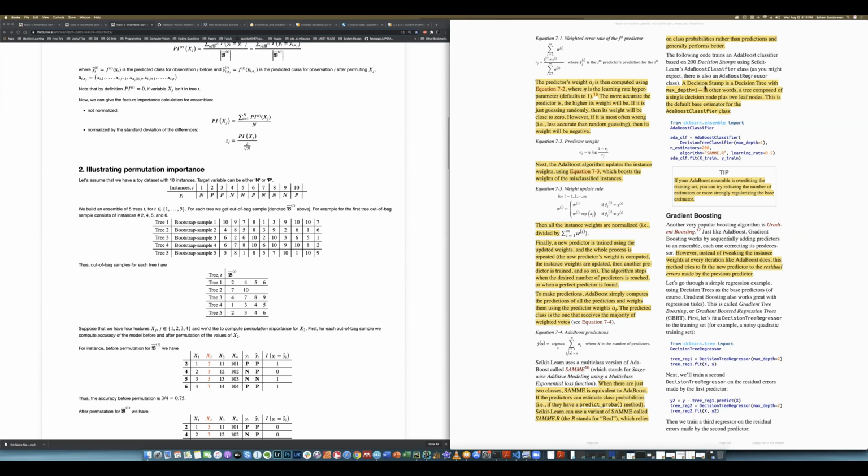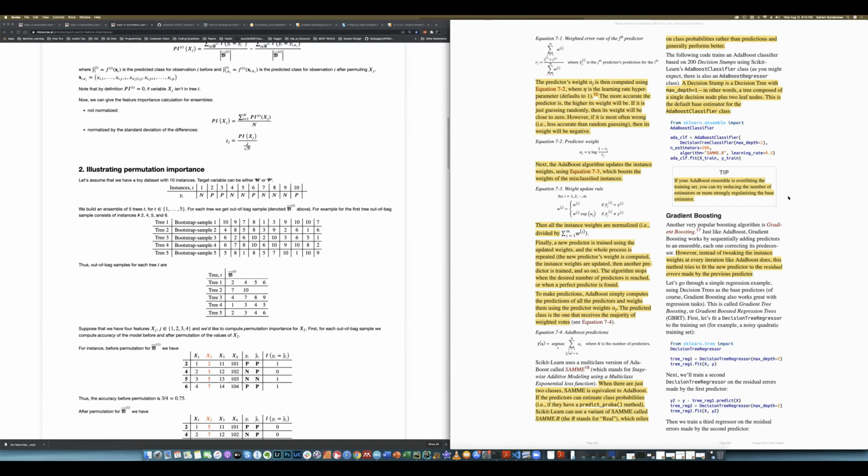But it seems like the default AdaBoost approach is to have a decision stump, so a tree composed of a single node with 2 leaf nodes. That seems to be the default. But to answer your question, I think that would depend on what you are using as the individual classifiers or regressors, depending on what you're doing. Oh, one more quick question. Actually, this might answer your question. If your AdaBoost ensemble is overfitting the training set, you can try reducing the number of estimators or more strongly regularizing the base estimator. I see.